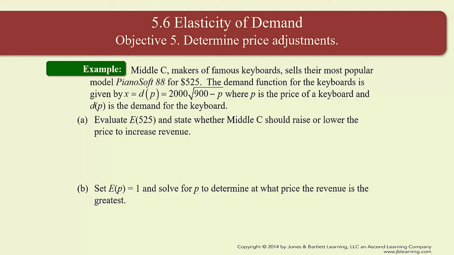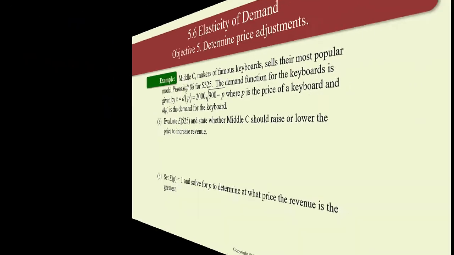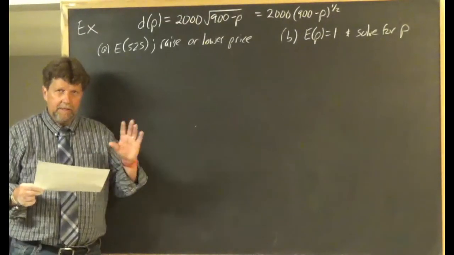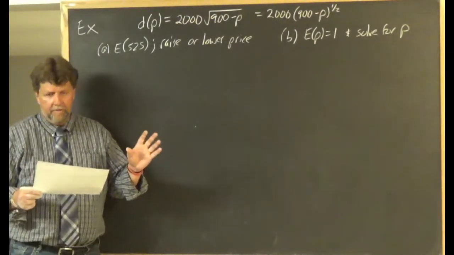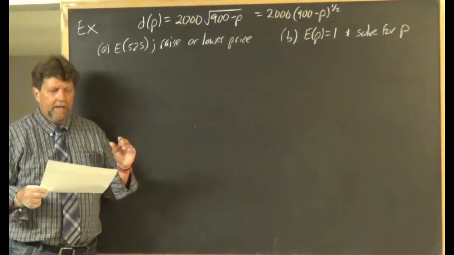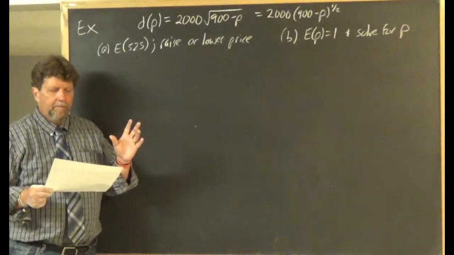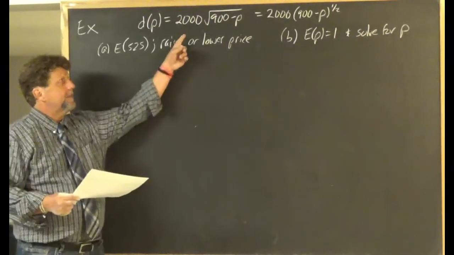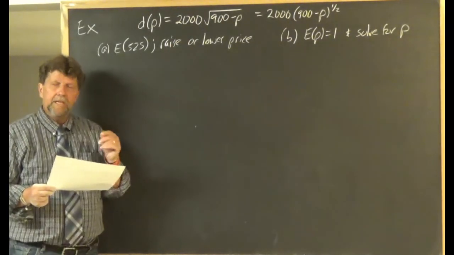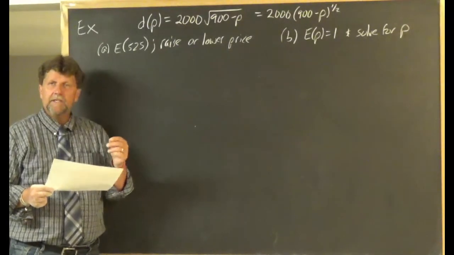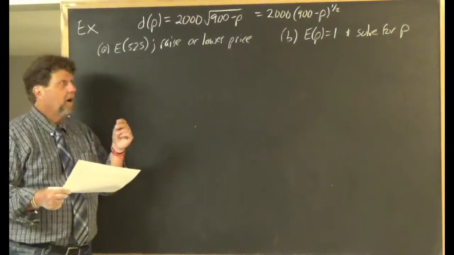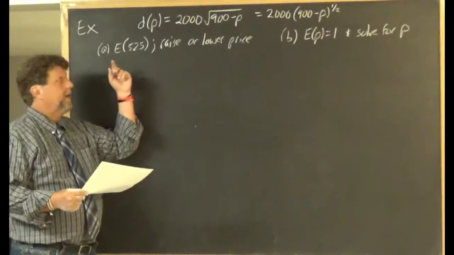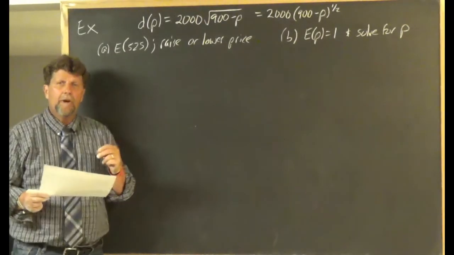It would be maximized. So make sure you have this all written down because I'm heading off to the chalkboard to work through it. Hey folks, in this example, someone was making keyboards, they're famous keyboards, and they sell the PianoSoft 88 for $525. That's the demand function. P is the price of a keyboard and D of P is the demand for the keyboard.